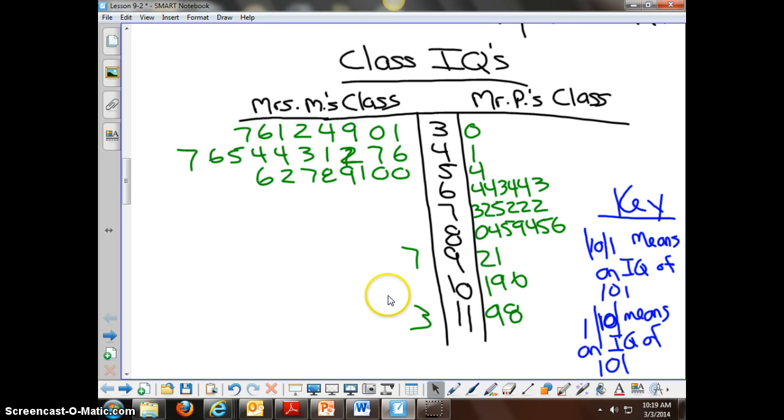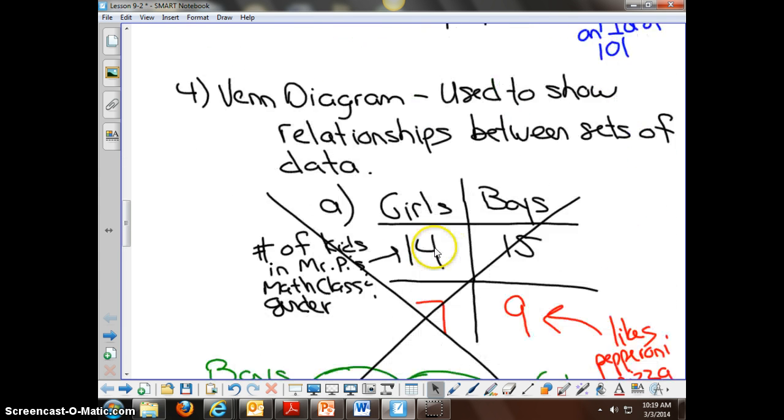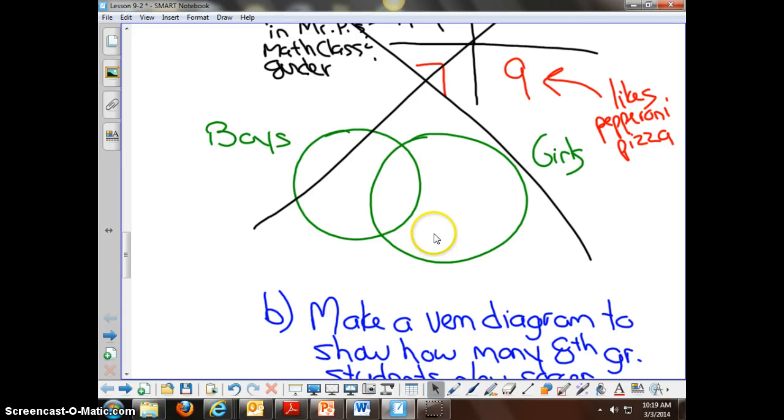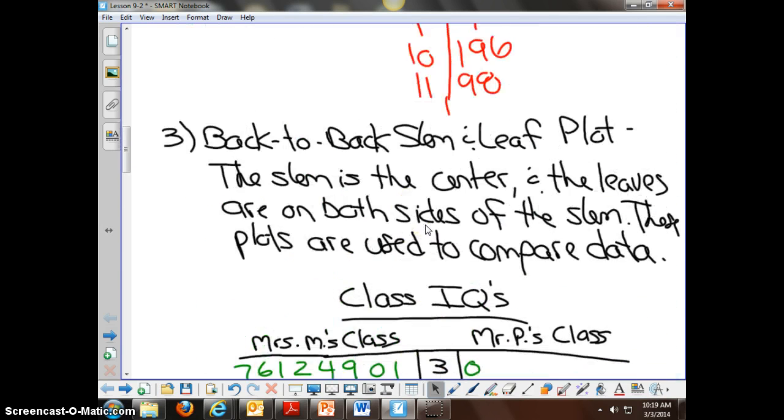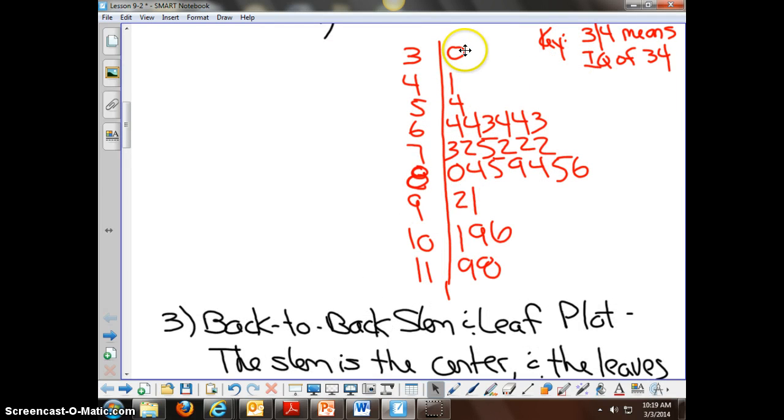Questions on stem and leaf plots, double stem and leaf plots, back-to-back stem and leaf plots, or Venn diagrams? Yes, ma'am. For the stem and leaf plots, don't the numbers have to be in order? The leaves don't have to be in order, but you can place them in order at the end if it's going to help you with your data organization. If I was just collecting data from you randomly from the class, I probably won't be able to put them in order, but you could redo the stem and leaf plot and put them in order, yeah.